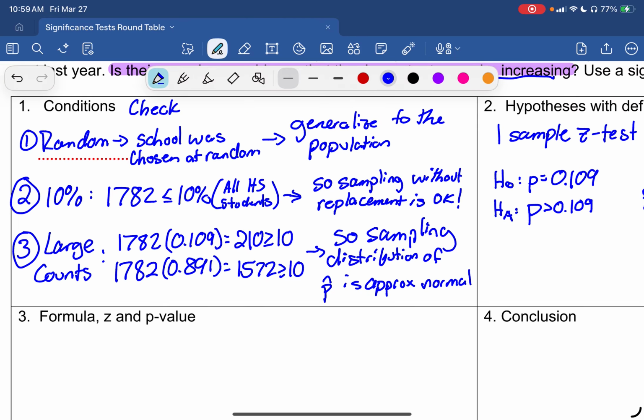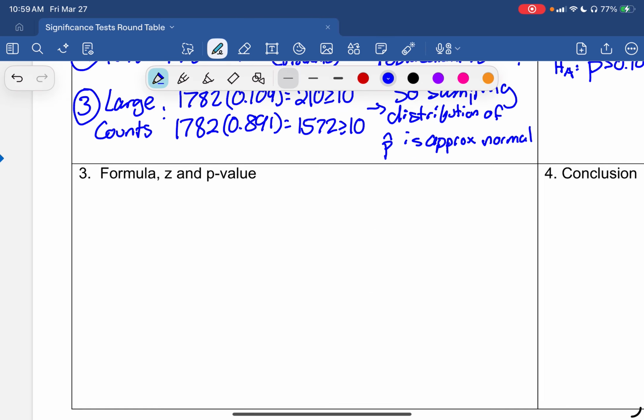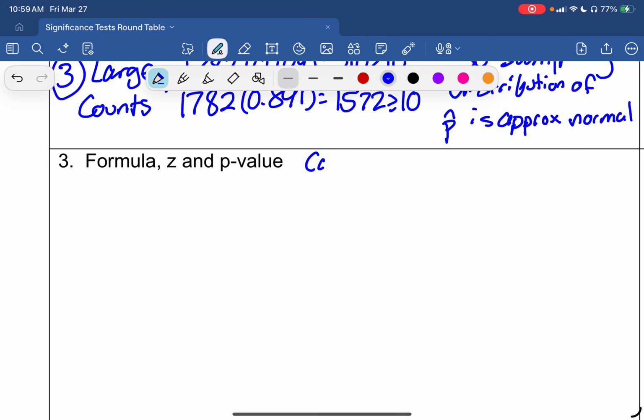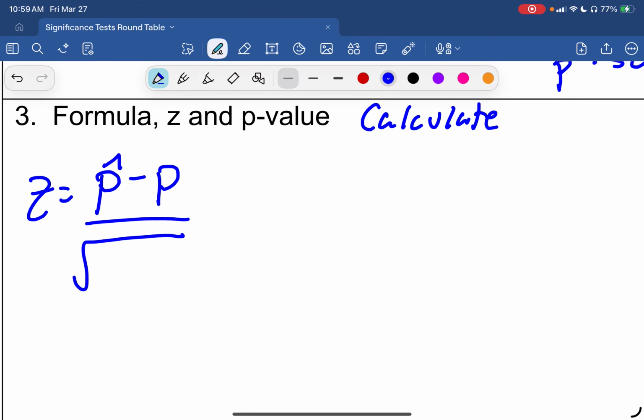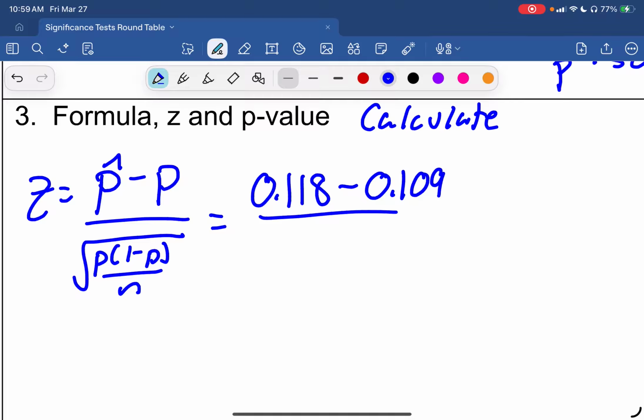Okay, those are things we've done for a while now. Now let's talk about step 3, the formula, Z and p-value. This is our calculate step. Now, what I'm going to tell you, you still need to write Z because it's Z. You still need to write out your formula. I would even still say go as far as fill this in, remembering that P is just your null hypothesis.